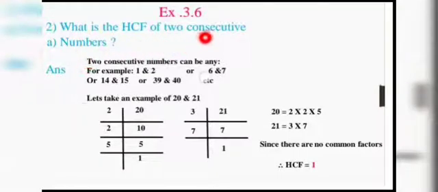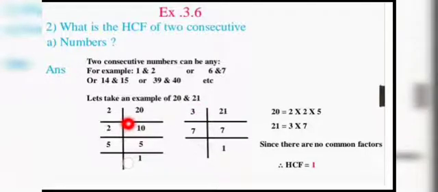What is the HCF of two consecutive numbers? Two consecutive numbers will be any two numbers in a row among the natural numbers. So let us take two consecutive numbers, for example 1 and 2, 6 and 7. These are all numbers coming in series, 14, 15, 39, 40, etc. Let us take an example of 20 and 21.